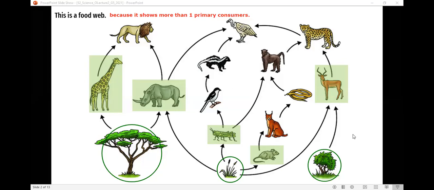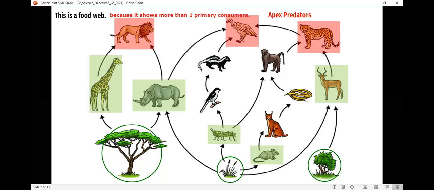What do food chains and food webs end with? Apex predator. Apex predators are the organisms not eaten by any other organism. Miss Fatin did a mistake. I did a mistake in here.